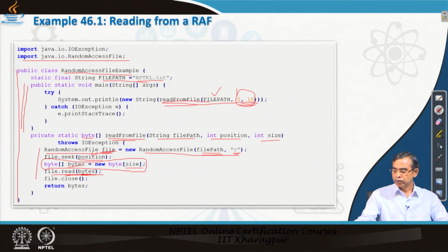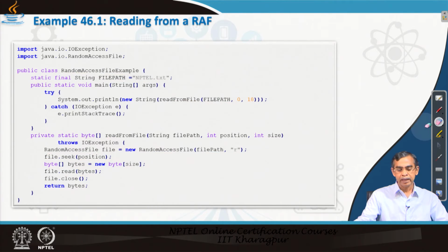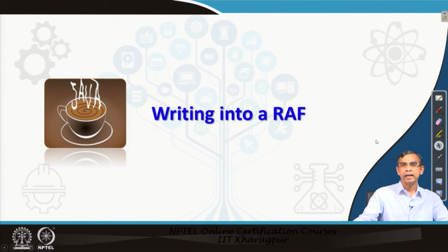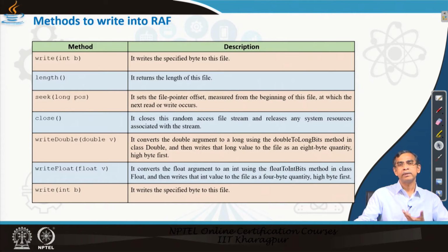Now, let us continue with another program which basically opens the file that we have just created, and then we can open it and read the data. We can open it and you can write the data into that. So, this is about reading the file, and let us see how the writing can be done. So, this is another example that we are going to discuss about writing into a random access file. It is basically just opposite to the previous one.